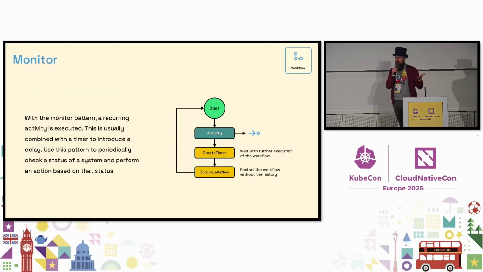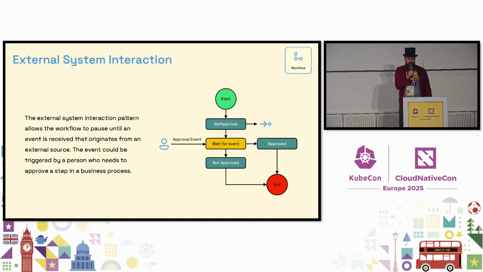You can use the monitor pattern, which is great for recurring activities. And you can use the external system interaction when you want to hold the execution of the workflow until an external event comes in. And based on the payload of the event, you can take another route in your workflow. And typically, you would combine all these different patterns together in your workflows.